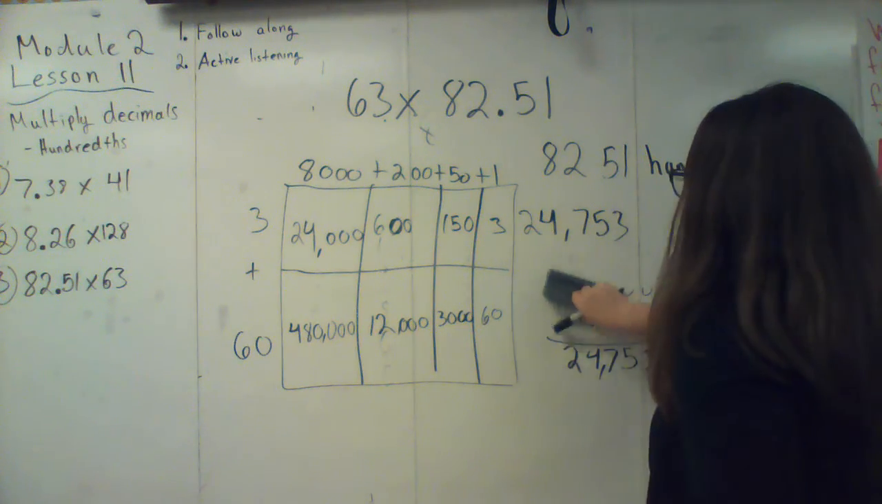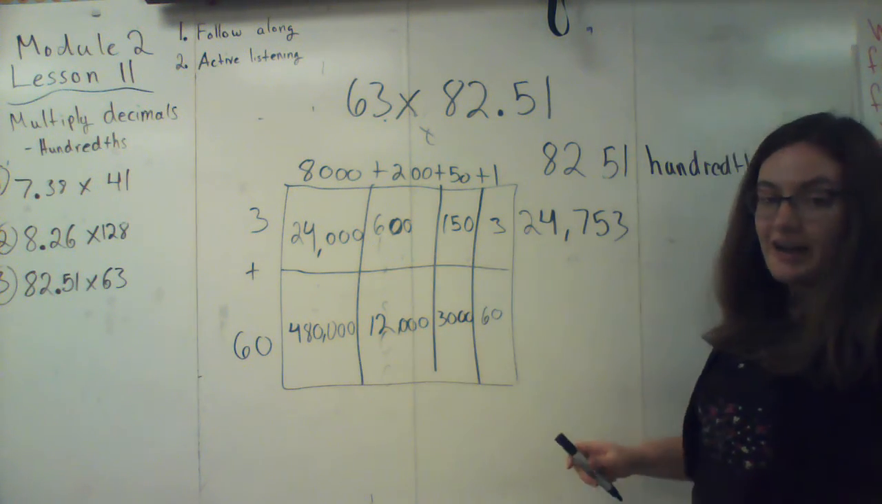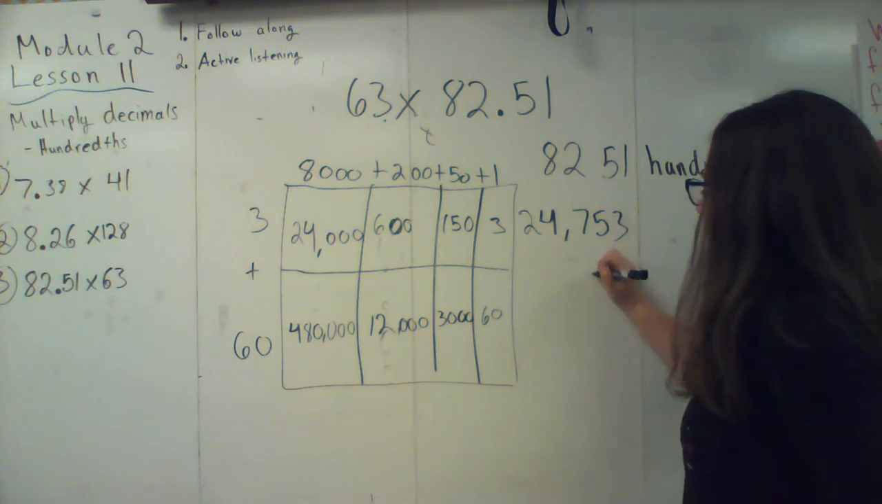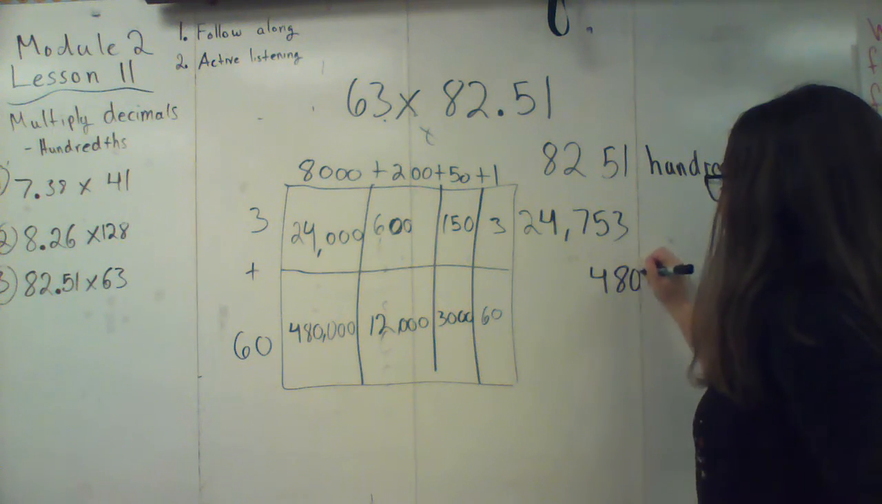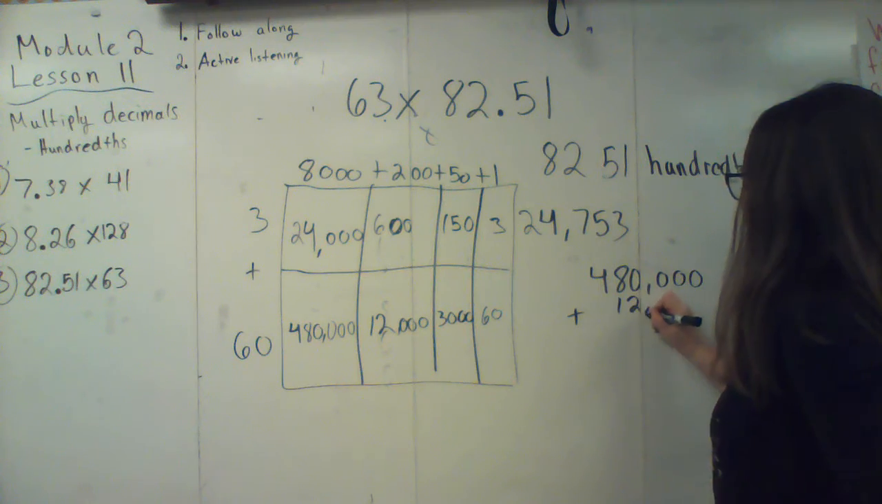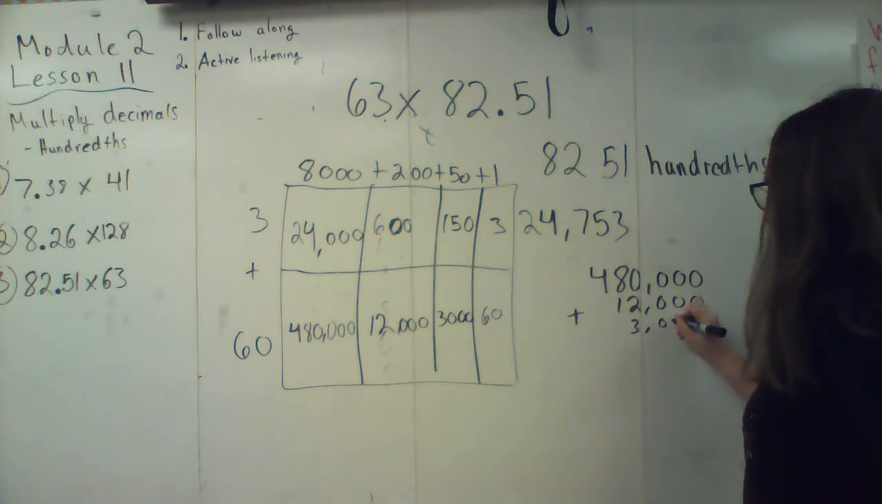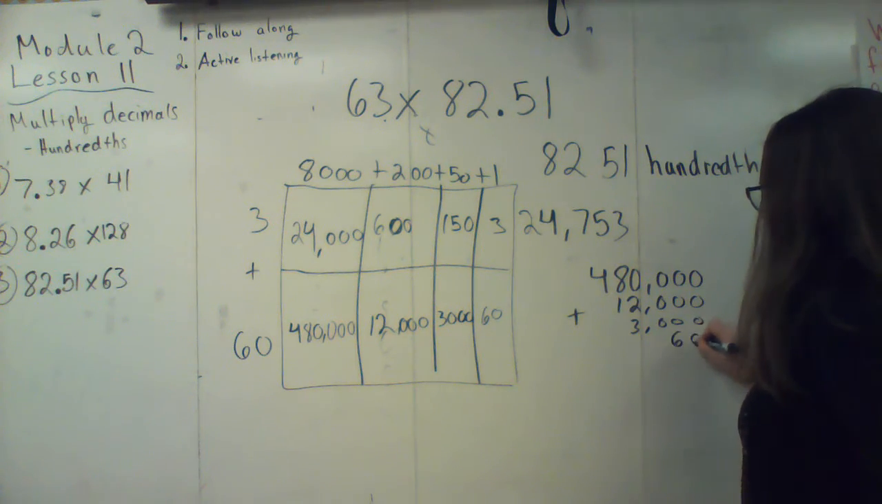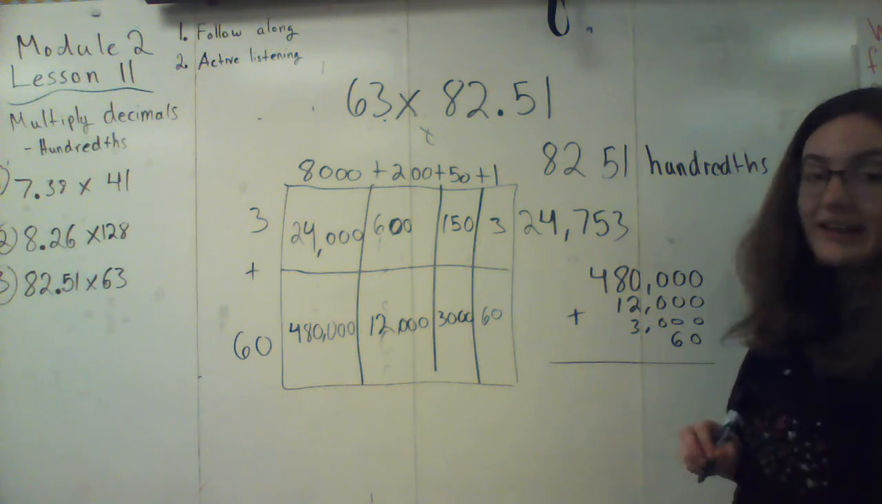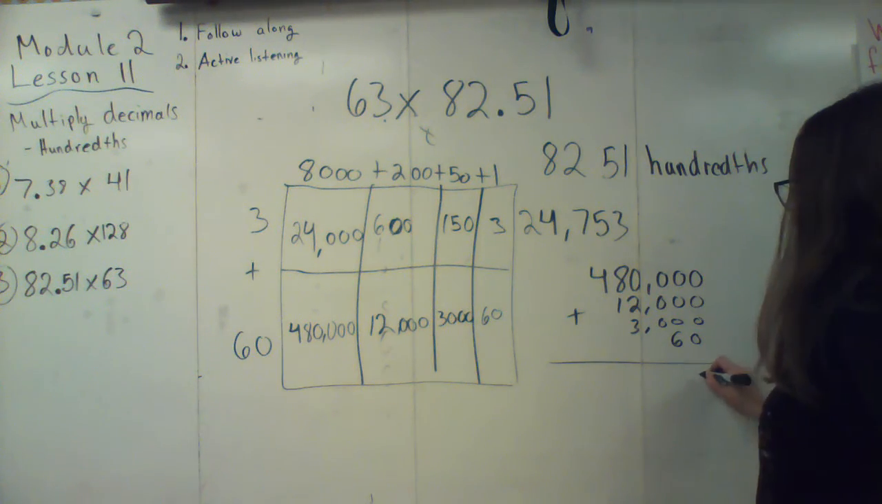24,753. And I now need to add up the numbers right here to find my next partial product. So I have 480,000 plus 12,000 plus 3,000 plus 60. Again, I need to make sure my place values are all lined up, and I can start adding.